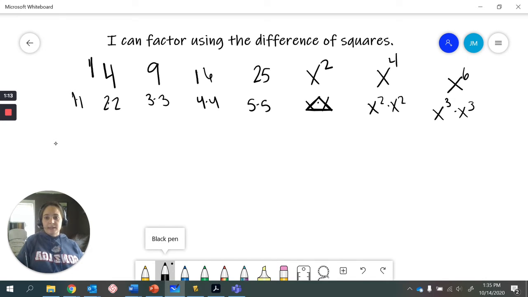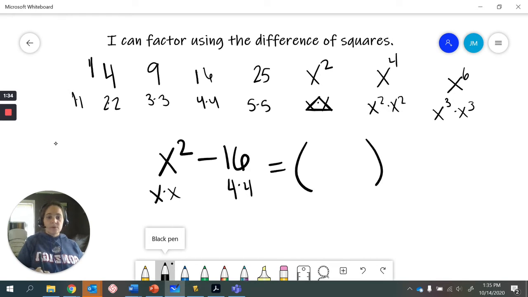For example, if I had something like x squared minus 16. Okay, so I notice that it is subtraction. This has to be subtraction. And then I notice that x squared is a perfect square because it's x times x, and 16 is a perfect square, it's 4 times 4. What is so fun about this one is that you could go through the process and find your two numbers that multiply to negative 16 that would add to the middle term, but that middle term is 0x. So you could totally do this, but there is a little faster way, okay?